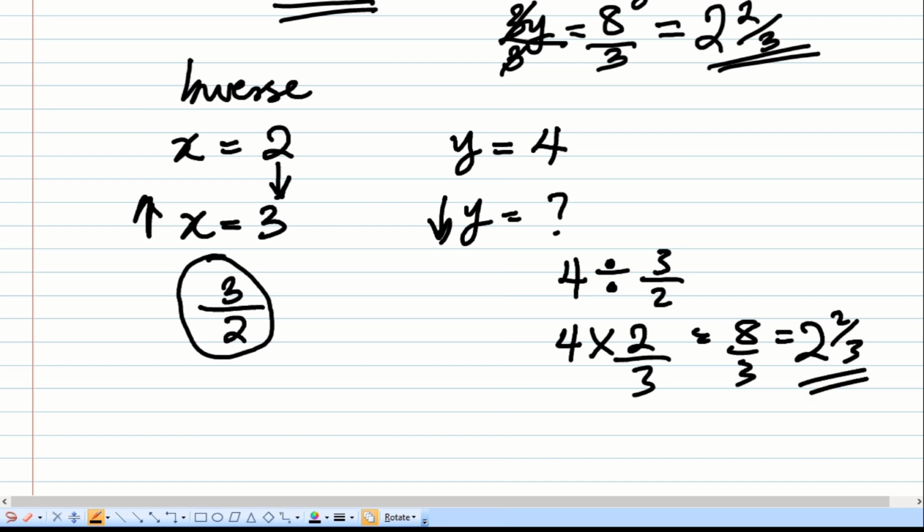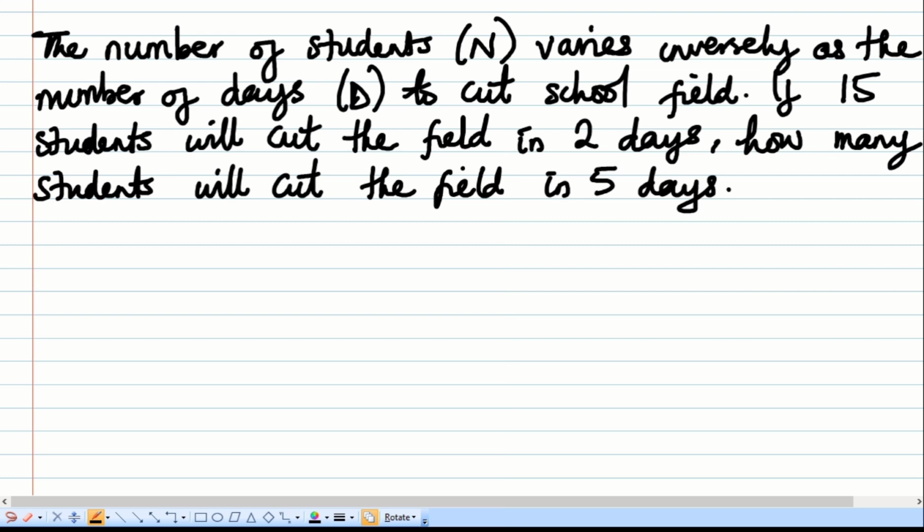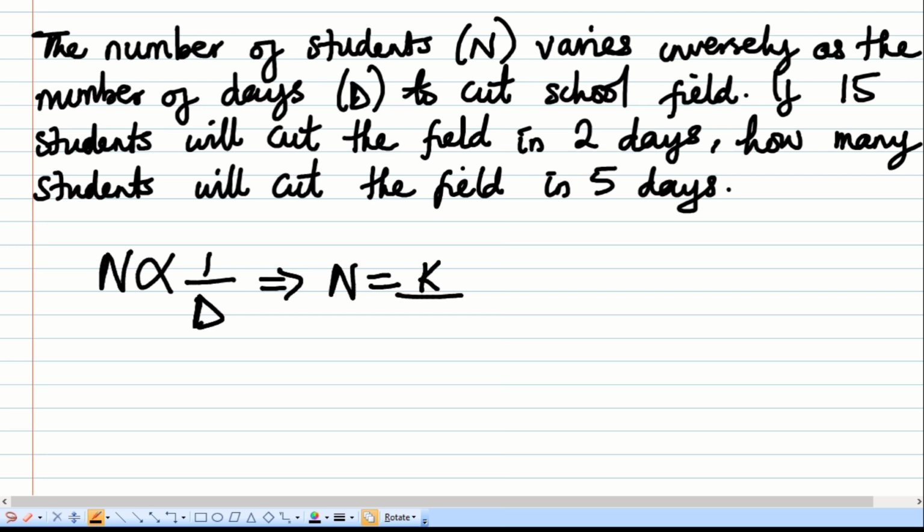Alright, but if not, you can also use the other formula to solve. So let's see another question. So we have a question. The number of students n varies inversely as the number of days d. So let's write the equation. N varies inversely. Since it's inversely, we have 1 over d. Let's write the equation already. So we have n is equal to the constant times 1 over d, which is k over d.